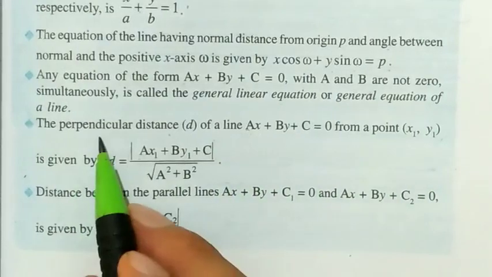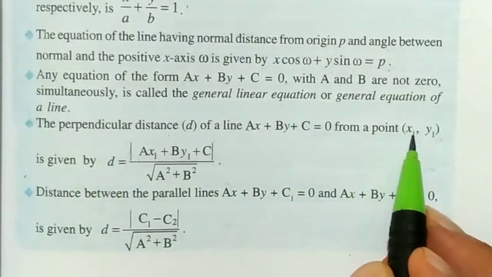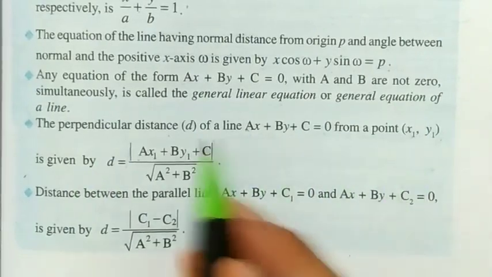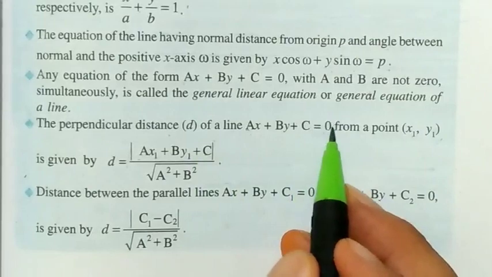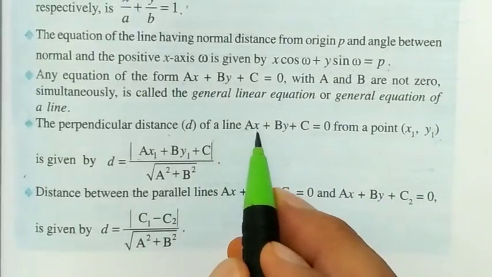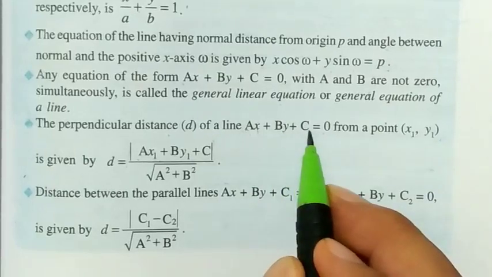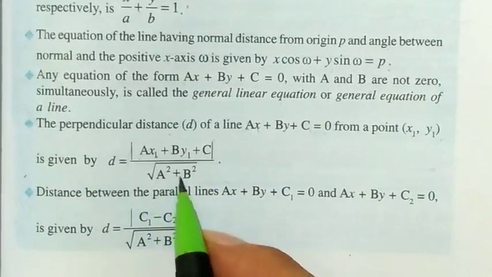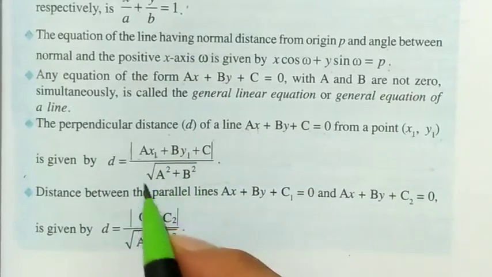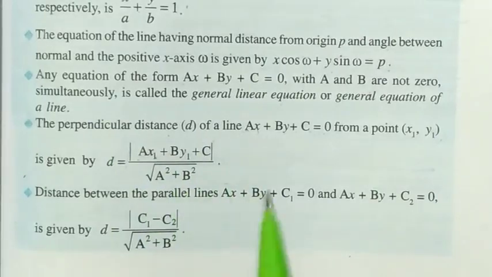So for the perpendicular distance of the line ax plus by plus c equal to 0 from a point, what we do is put the point in this equation. First make it equal to 0 form, then ax1, putting x1 here, plus by1 plus c, and divide by the coefficient of x whole square plus the coefficient of y whole square, under root. This will be the perpendicular distance from the line.